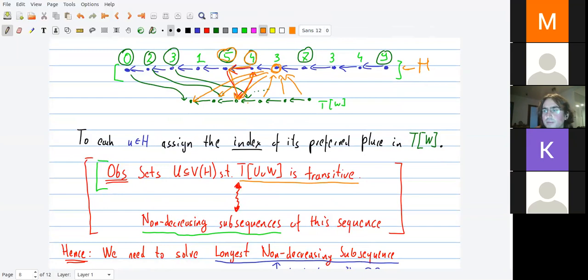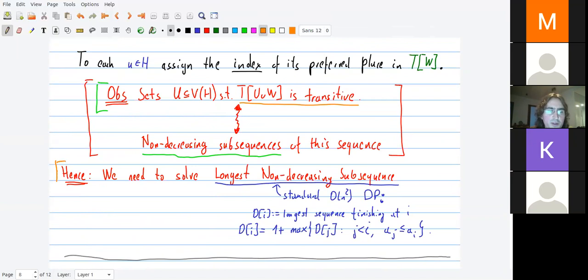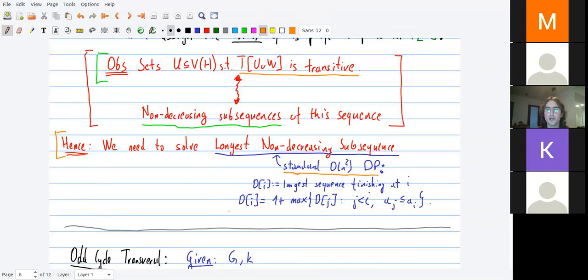Good. So now the remainder of this boils down to solving the longest non-decreasing subsequence problem. We are given a sequence of integers, and we would like to find the longest non-decreasing subsequence. This is a standard dynamic programming algorithm that runs in n square time that you probably have seen in an introduction to programming. Essentially, I have a dynamic programming table which for index i tells me what is the longest non-decreasing sequence finishing at this index i. Then I can update this in linear time for every consecutive index. So this problem is polynomial-time solvable. And this concludes the proof.